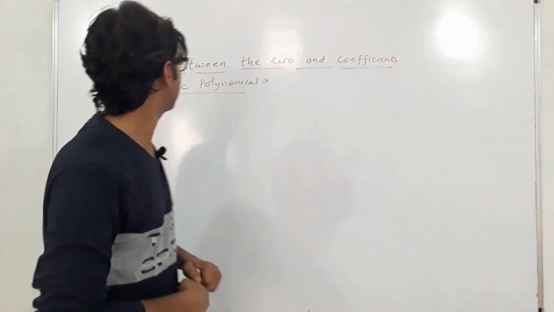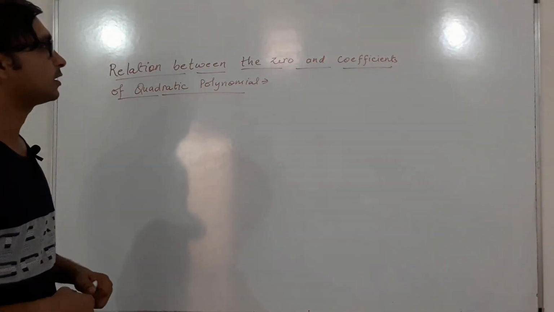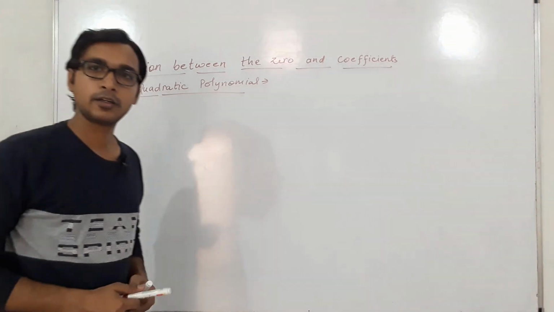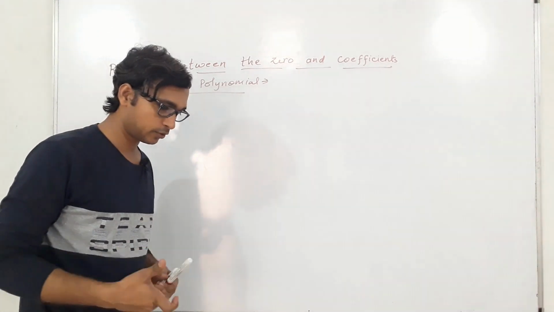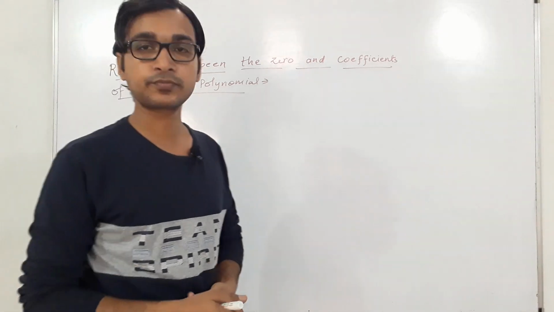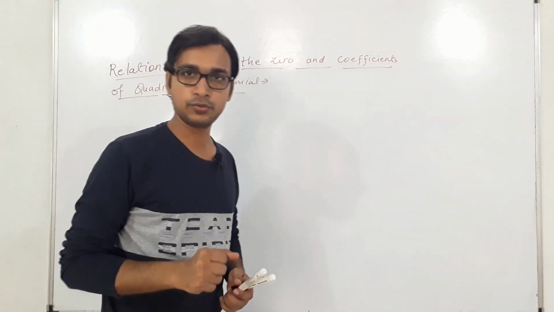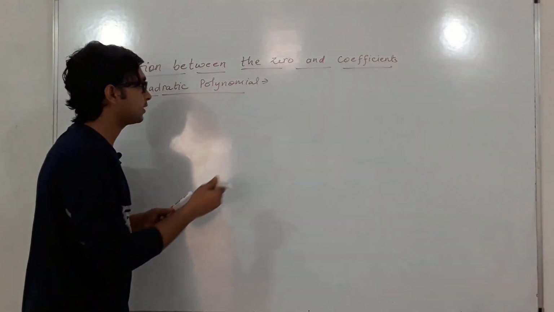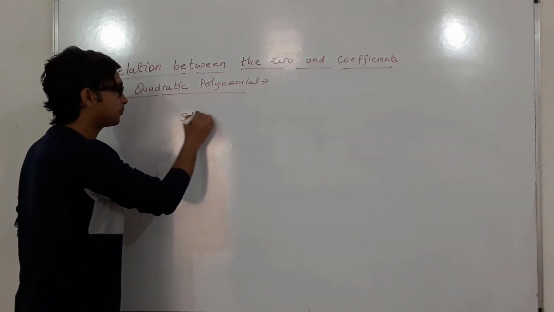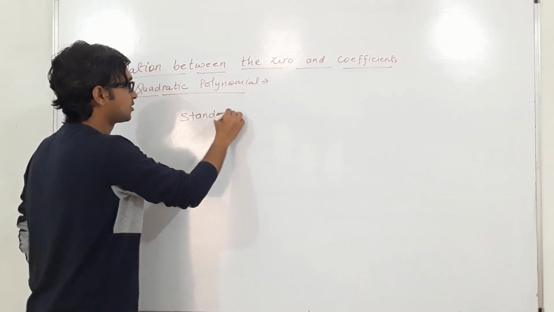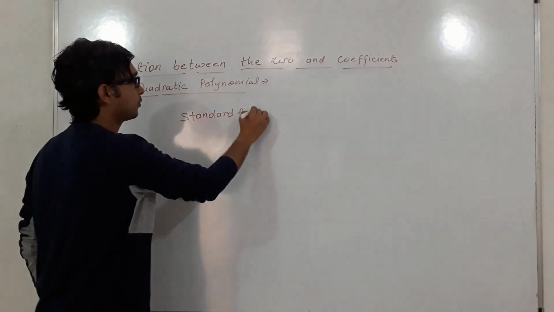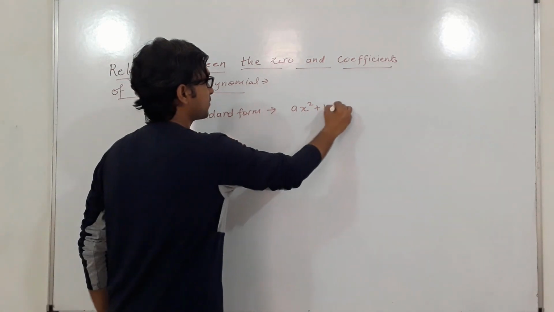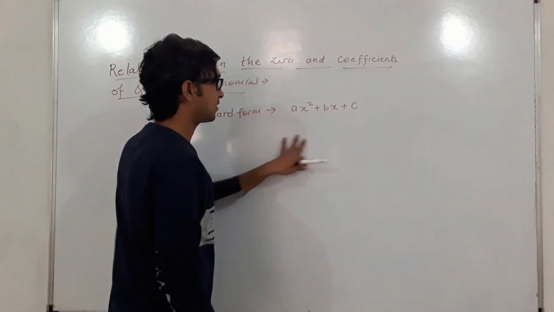So today I am going to teach you the relation between the zeros and coefficients of a quadratic polynomial. So as you know, a quadratic polynomial has degree 2, तो उसके कितने zeros होंगे? 2 zeros होंगे. So we know that the standard form of a quadratic polynomial is ax square plus bx plus c.